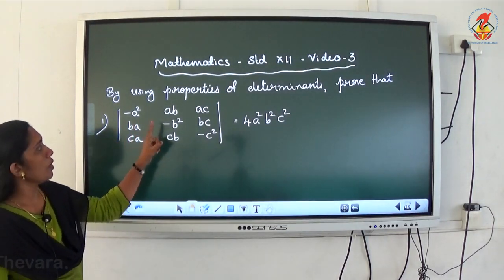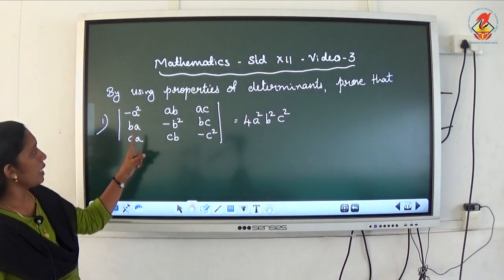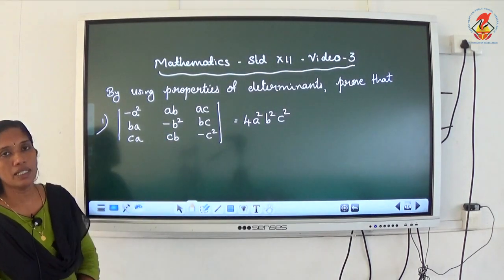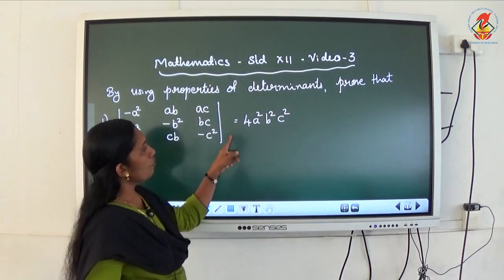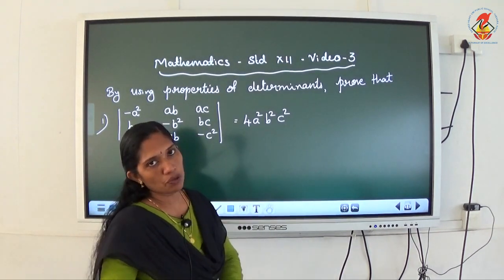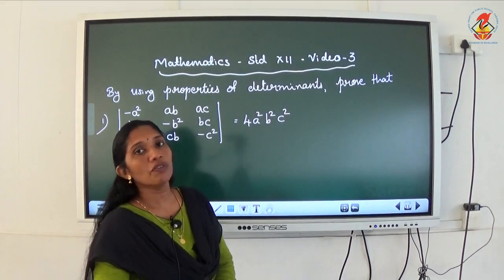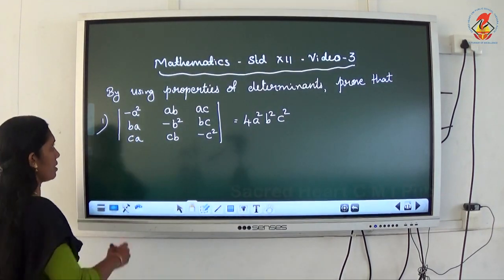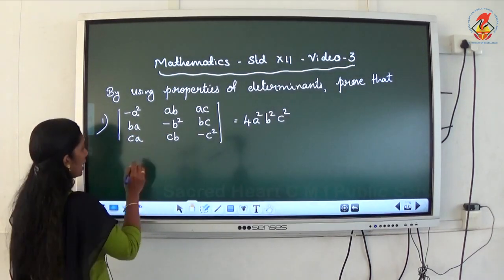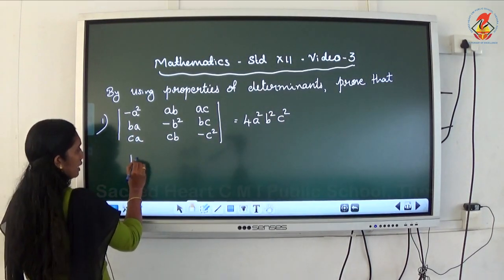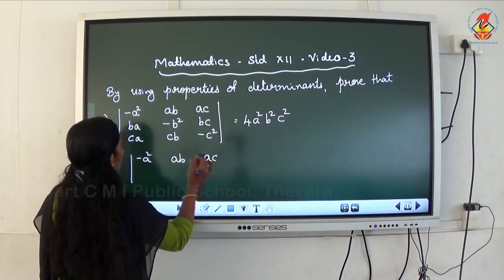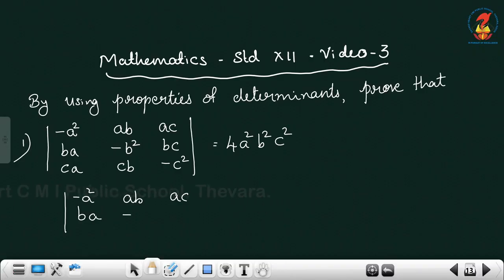Determinant of [-a², ab, ac; ba, -b², bc; ca, cb, -c²] is equal to 4a²b²c². By using properties of determinants, we have to prove this. So look at the question. You have to check all the 9 elements. Can we take anything outside? All the elements you have to check, row wise and column wise.